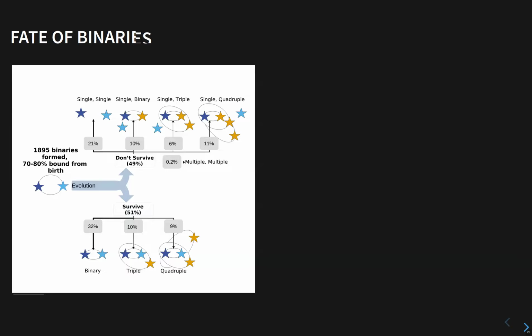Most of them are forming bound. And then if you follow the evolution, you find that about half survive, meaning that the two stars remain in the same multiple system, either as a binary or as part of a higher multiple, right? Here, the binary stars are in blue and the other companions are in orange. And on the top, you have the non-surviving branch. So here, at least one of the binary stars is split off into a single, right? And this splitting has interesting consequences.